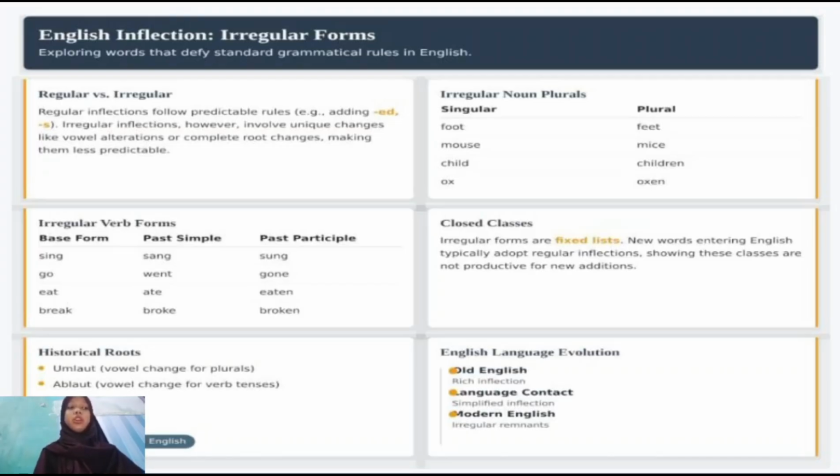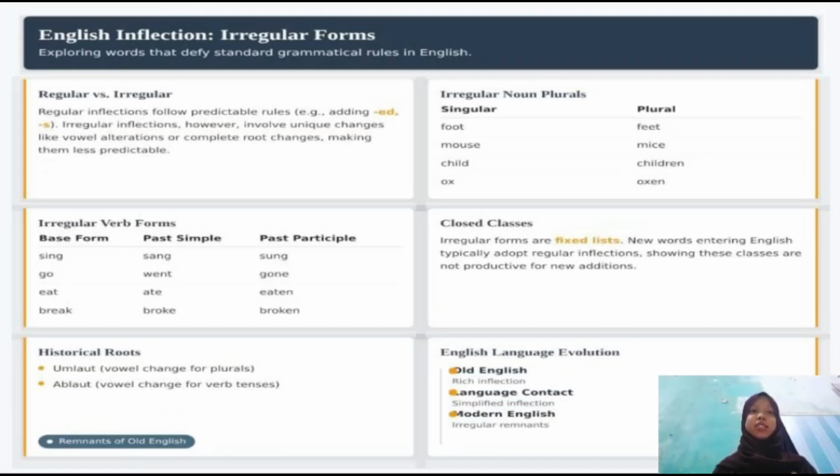And then irregularity comes from old sound changes like umlaut and ablaut. Umlaut is vowel change for plurals, ablaut is vowel change for verb tenses. The reason these irregular forms exist is because of historical sound changes. English used vowel changes called umlaut and ablaut, which affected many old words. These patterns remain in modern English.